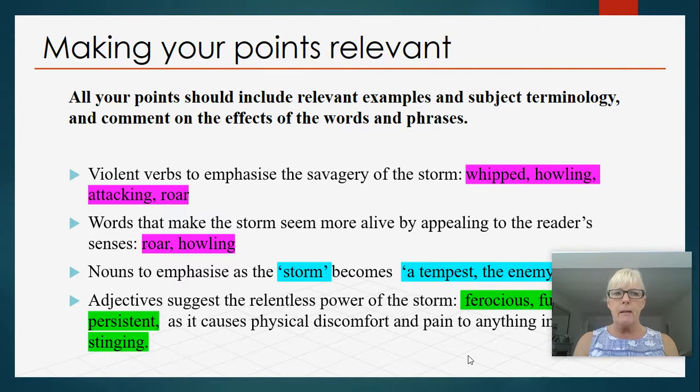Pick out those nouns, verbs, adjectives, and then write down what effect you think they are having on you as a reader. And you can send any of your work or examples of your work to your teachers, and we will be really happy to give you feedback.